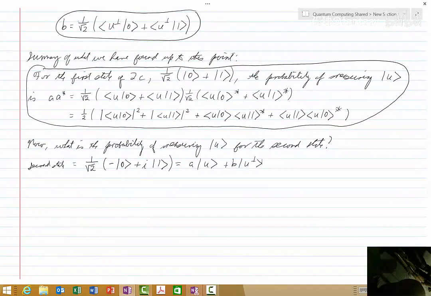Okay, well, again, in order to find A, take the inner product of each side.